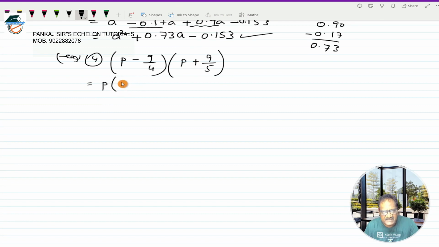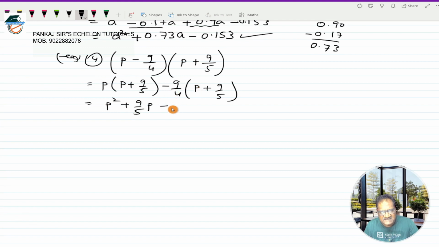First take p and then multiply with this bracket p plus 9 upon 5, then take minus 9 upon 4, multiply by this bracket p plus 9 upon 5, right? Then remove the bracket, this will be p into p square, then this will be plus 9 upon 5 p, and this will be minus 9 upon 4 p, and this will be plus into minus is minus, 9 nines are 81 upon 5 fours are 20. Done.